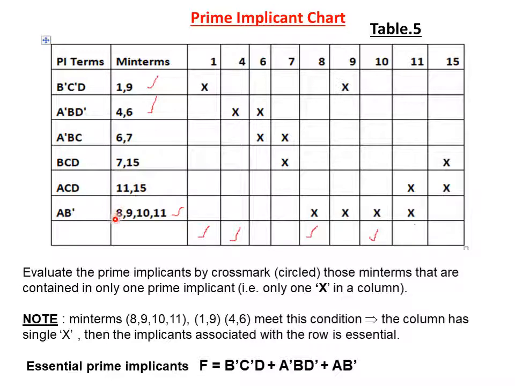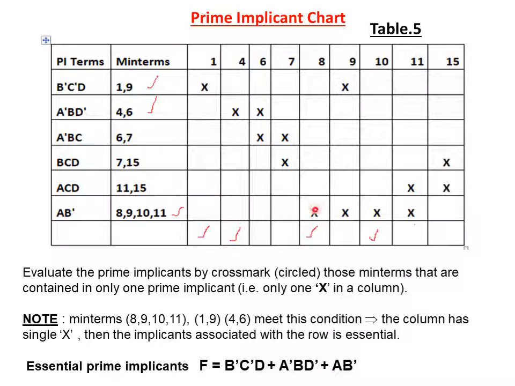And from table 4, 8, 9, 10, 11, and the other combination is also the same, 8, 9, 10, 11 only. So we write one combination here, 8, 9, 10, 11. Now we have to check row wise. In each row we have to check which one has a single check mark. So this row has a single check mark. So we put a tick here, and the corresponding minterms we also need to put a check mark.